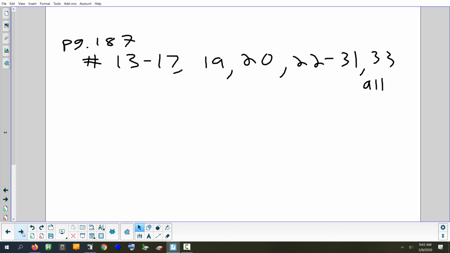So if you don't have a calculator at home that can do inverse trig, then you might want to do the 22 to 31 now, while you have a calculator that can help you. If you're not sure which buttons to press and you want me to come help you, just call me over and I'll come take a look.